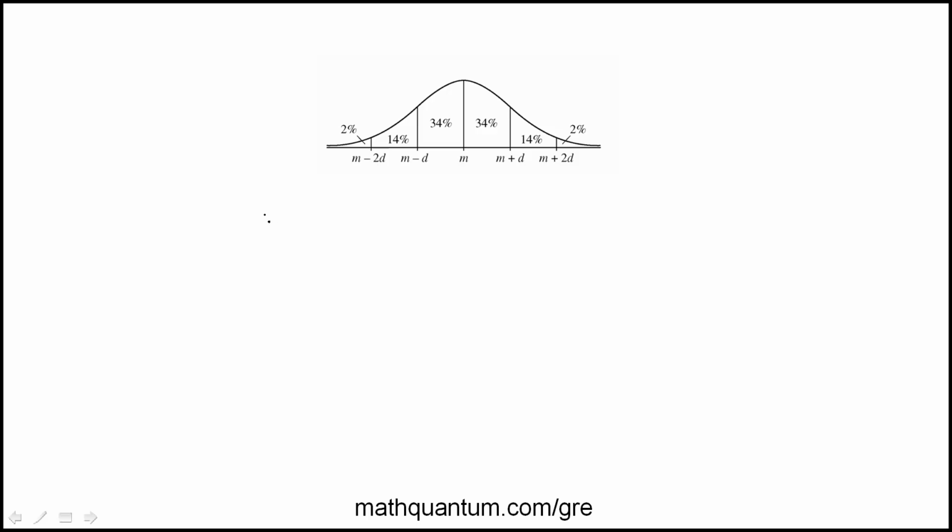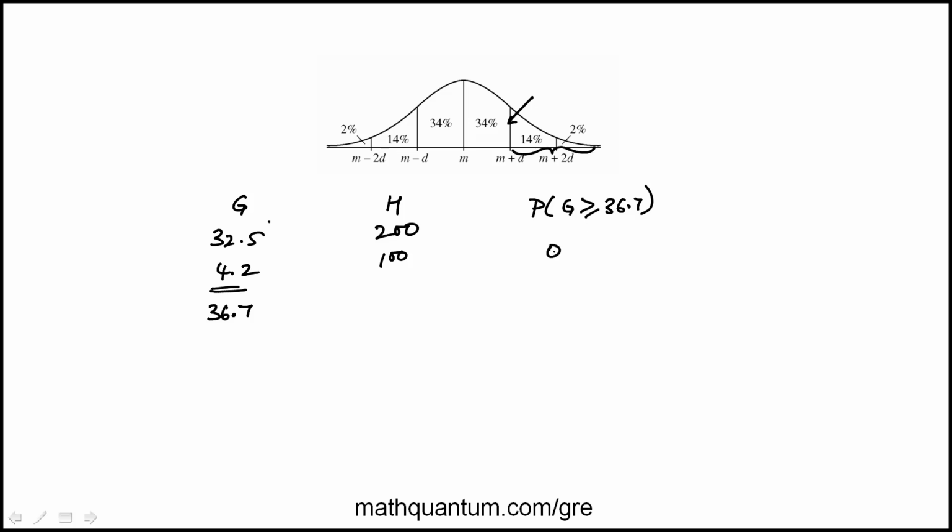So we're given this information about these two random variables. G has a mean of 32.5, standard deviation 4.2. H has a mean of 200 and standard deviation of 100. So we'll test all these statements, starting with A: the probability that G is greater than or equal to 36.7. And you'll see one standard deviation is 36.7. And that means it's here, so the probability would be 16% or 0.16.